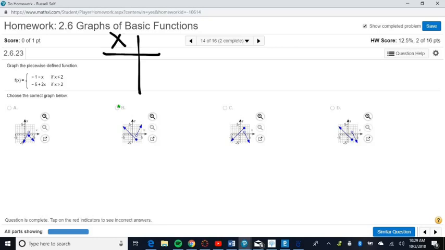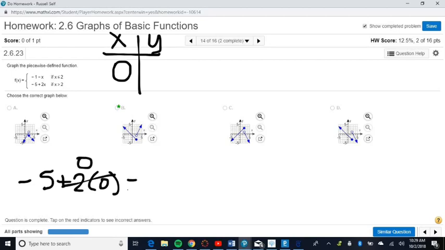So let's do the other function, our x and our y. I always choose 0 because it just makes the math easier. -5 plus 2 times 0. 2 times 0 is 0. -5 plus 0 is -5. Our constraint is that x has to be greater than 2. Okay? So if x is greater than 2, that means that it can't be -5. So the point 0, -5 can't be on our graph anywhere. Okay, so that doesn't really tell us anything.